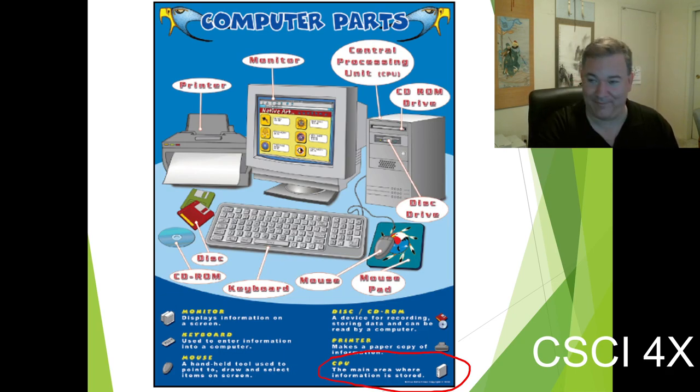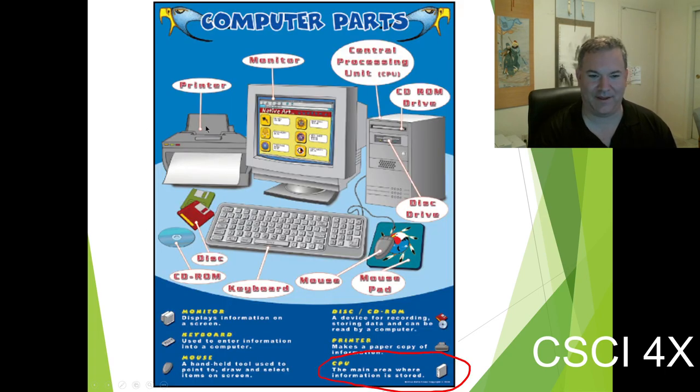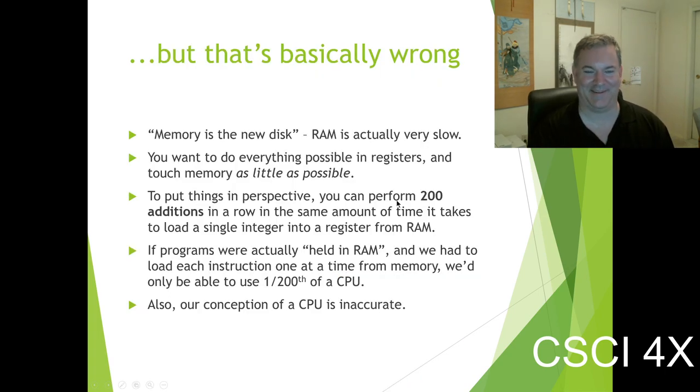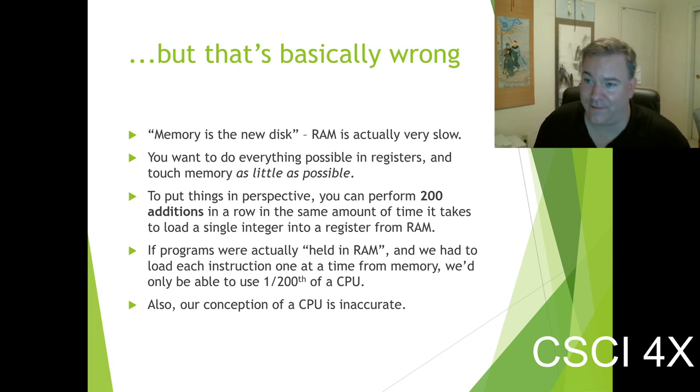Technically, at runtime, yeah, but it's not the main area where information is stored. It's the hard drive that is the main area where information is stored. But you know, this is wrong. Yeah, that's the CPU right there, the printer. So that's basically wrong. There are a lot of things wrong on that poster, but it's funny, which is why I put it on there. The reality of the situation is that memory is actually very slow. RAM is actually very slow.